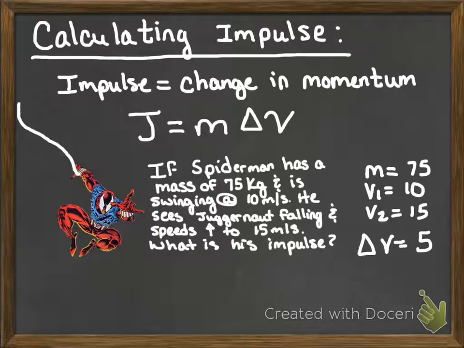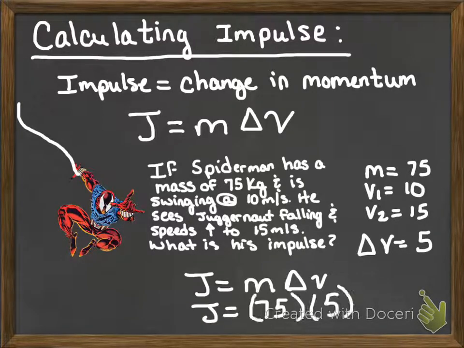What is his impulse? What is the change in his momentum? So we're going to look at that, and it's J equals m times delta V, that's 75 times 5, and that means that his impulse is 375 kilogram meters per second in the direction of Juggernaut. I didn't give you an actual direction of that, but presumably he's speeding up in that direction. So that would be his impulse.